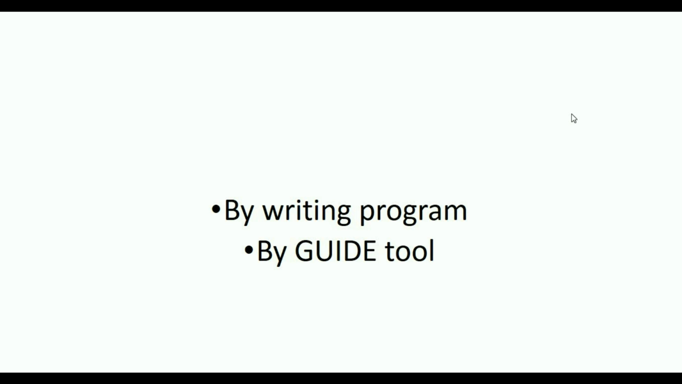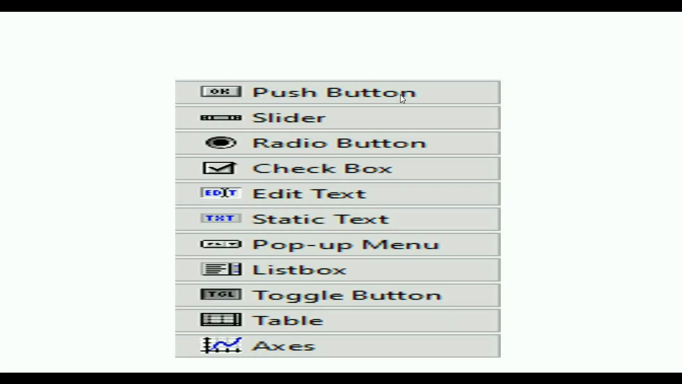So what are the basic components of a GUI? The basic components are push button, slider, radio button, checkbox, edit text box, static text box, pop-up menu, list box, toggle button, table and axes. So these are the basic components typically used in a UI.